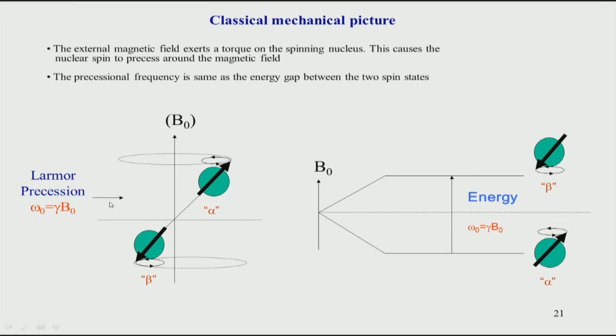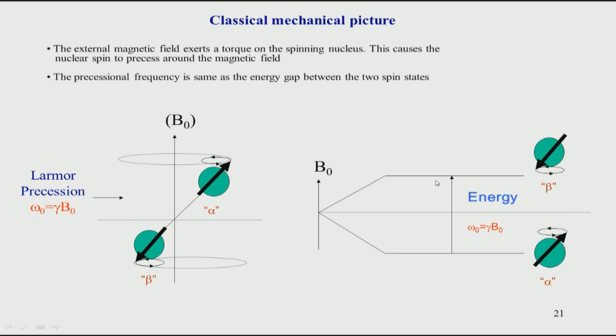So, this is what is called precession, and this precessional frequency is given by omega equal to gamma B0. This derivation can be found in many books. The central idea is that the precessional frequency of the spin around an external magnetic field is given by gamma B0.